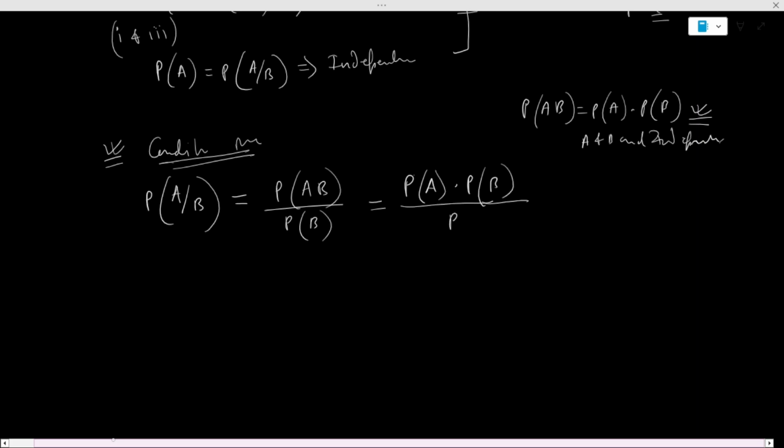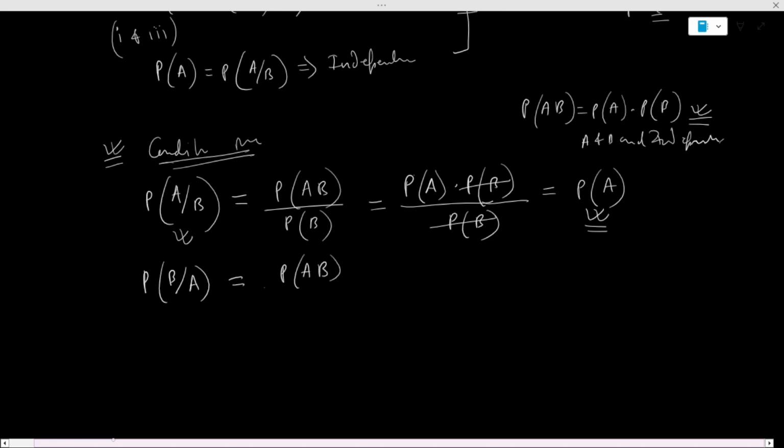We see that this cancels out and this is equal to probability of A. So this is our conditional probability, and if we end up with their unconditional probability, then events A and B are independent. The same applies for probability of B. If we know something about A, then how do we calculate the probability of B conditionally? This is again equal to probability of AB divided by probability of A, because we know something about A.